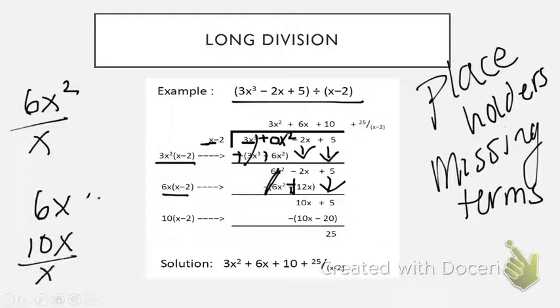10x divided by x equals 10. Put that above. Multiply it into the parentheses. Subtract. Bring it down. This becomes 0. And you add plus 25. Okay? Now, look at this right here. This is your remainder. All right?